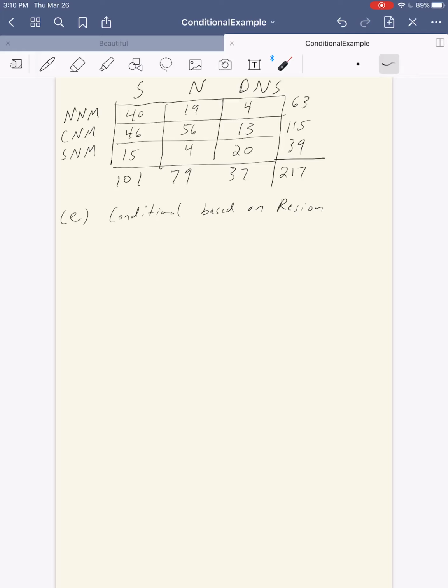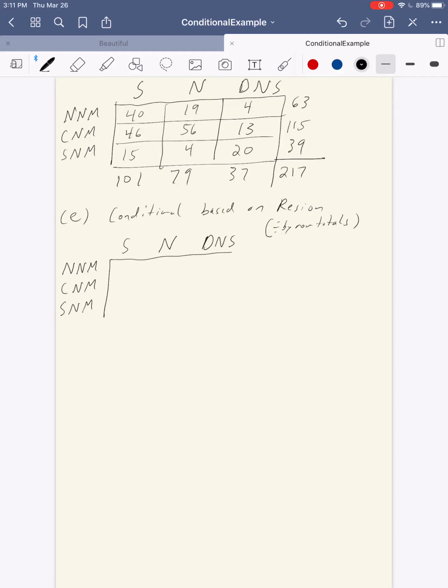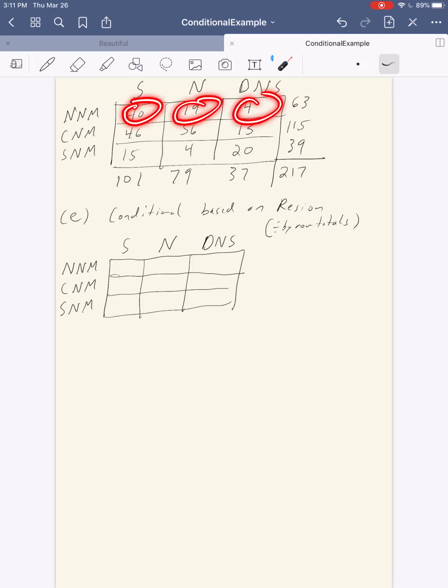So what we want to do here is note that region is in the different rows here. So we will do this by dividing by the row totals. So let's go ahead and do that. We're going to recreate our chart. So there's northern New Mexico, central New Mexico, and southern New Mexico, and then there's support, neutral, and do not support. And when we go to build this table here, what we're going to need to do is divide by those row totals. So when we do this first one here, since everything here is in that first row that had a total of 63, we'll be dividing everything by 63.